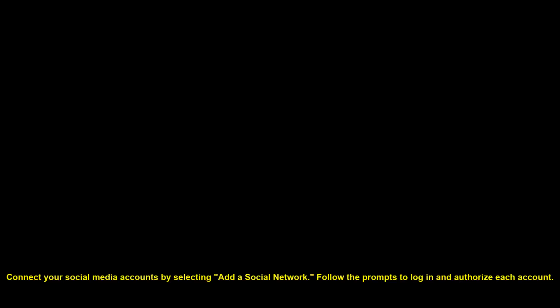On your dashboard, locate the My Profile section. Connect your social media accounts by selecting Add a Social Network. Follow the prompts to log in and authorize each account. After connecting, go back to your dashboard.